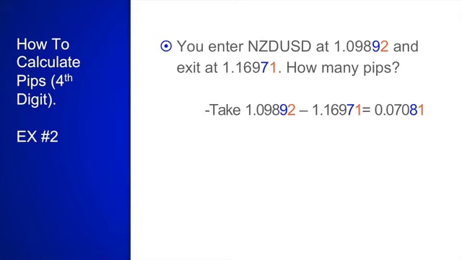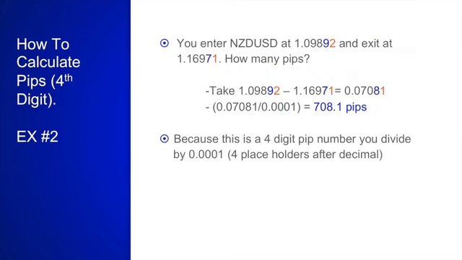0.07081. Notice I have this color coded. The 8 is blue because that's the pip. The 1 is red because that's the pipette. And what do we do with the pipette? Ignore it. Now remember, one way you can solve this, if you like to divide numbers, is you take 0.0001 and divide that decimal. So if you have 0.07081 in your calculator, you can hit the divide button and divide by 0.0001. You should get equals 708.1.